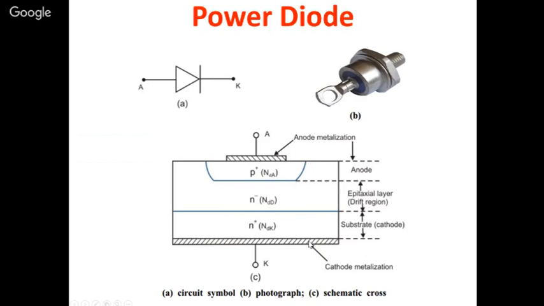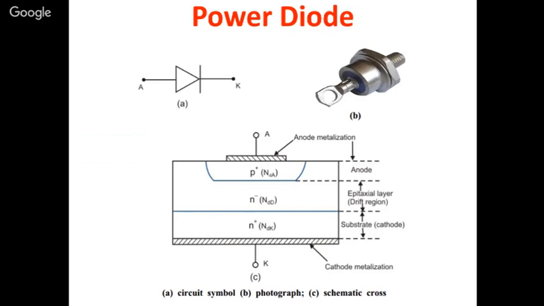The schematic cross section of the whole diode is given here, which has a P plus region, N minus and N plus, which I already explained. Now it has the anode and an epitaxially grown layer, that is the drift region. This N minus region is the drift region. The thickness of the drift region will tell you how much voltage it can withstand.